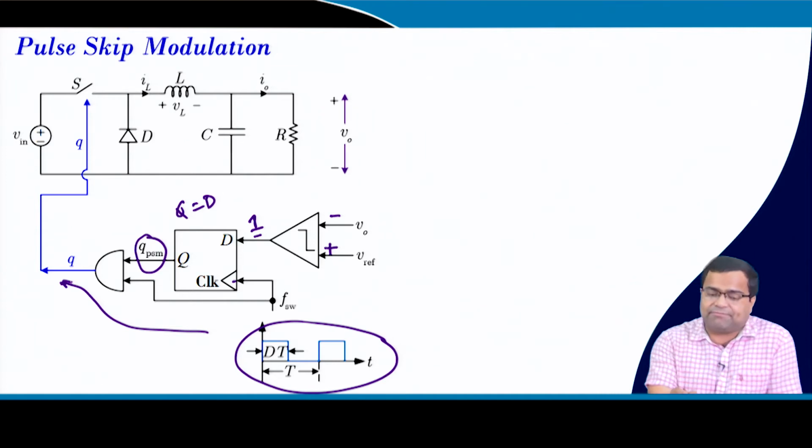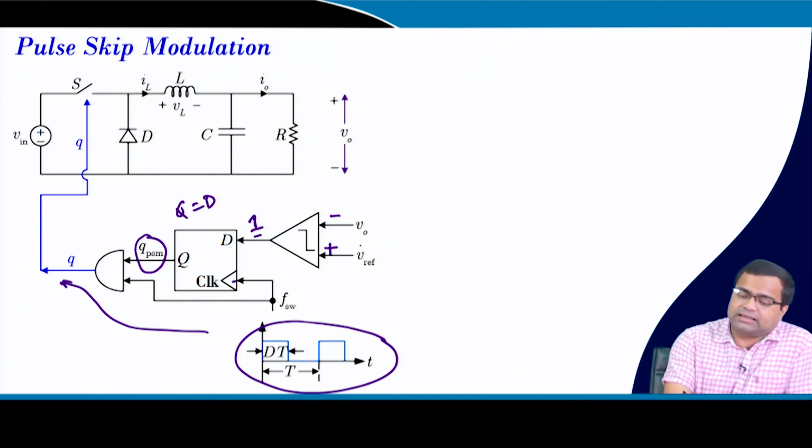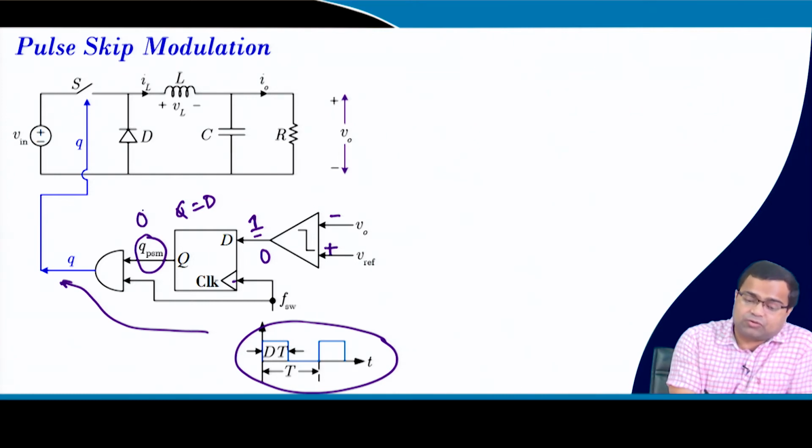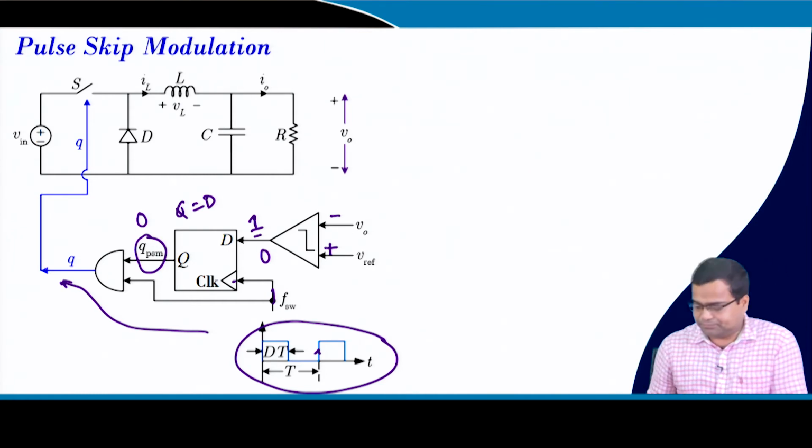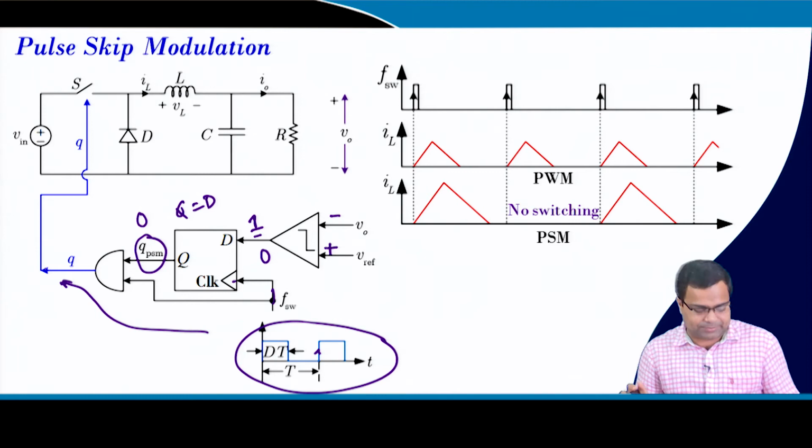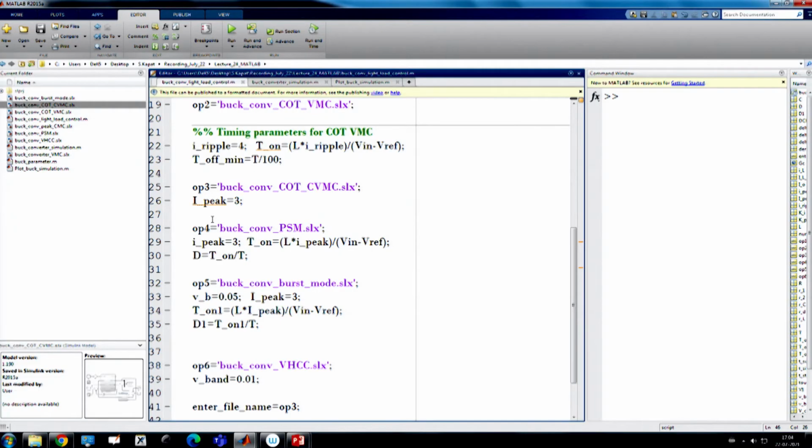But suppose the output voltage is higher than the reference voltage, this will become 0. If this becomes 0, Q PSM 0 will be set at the rising edge of this PWM clock, and when it is 0, it will simply skip. Okay? So, this is a pulse skipping operation, and we want to see this pulse skipping operation using our MATLAB simulation.